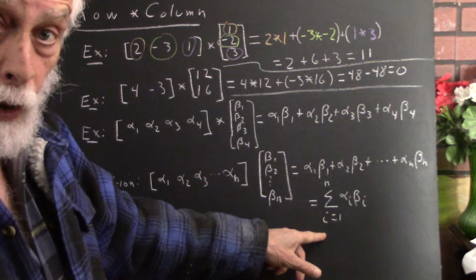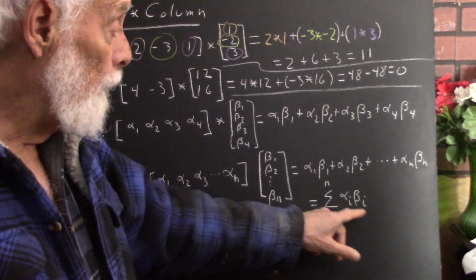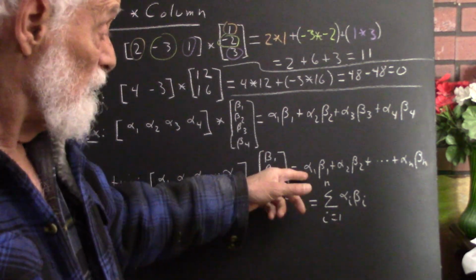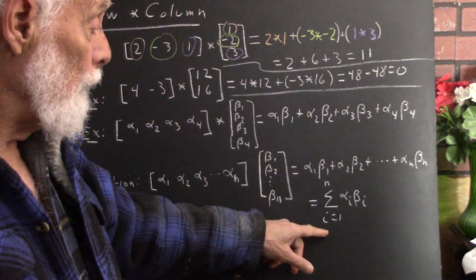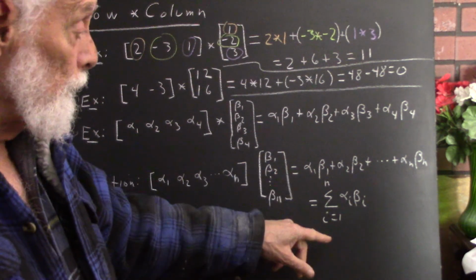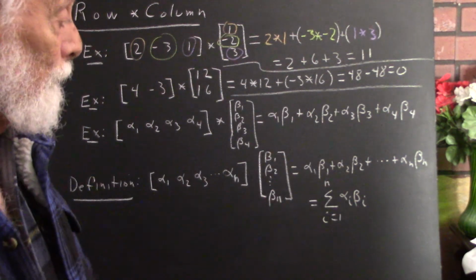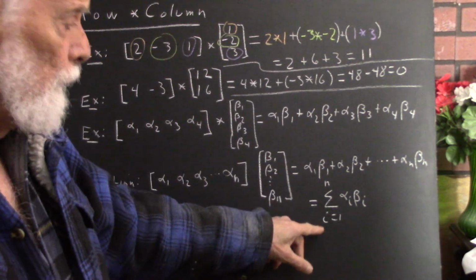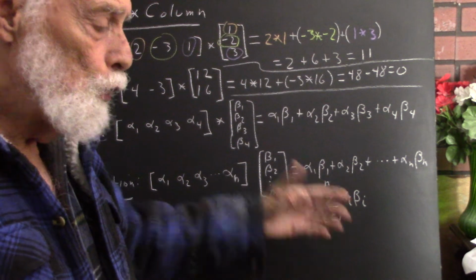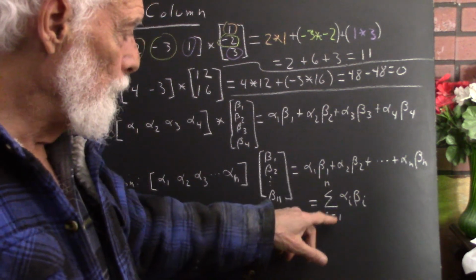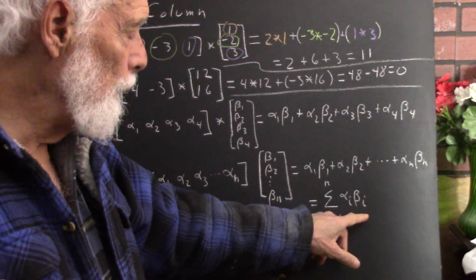And this just means you're summing these up. i starts at 1, so if i is 1, you have alpha 1, beta 1, just like this. And then i goes from 1 to n, so after i is 1, the next i is going to be 2. i kind of stands for index. The index goes from 1 to n. So when the index is 2, you have alpha 2, beta 2.